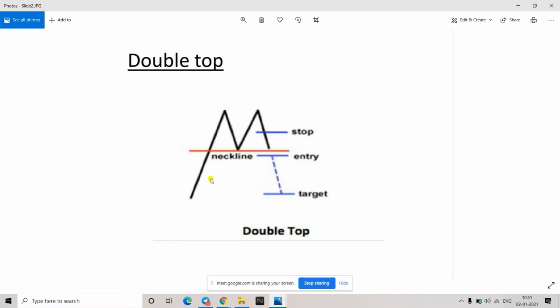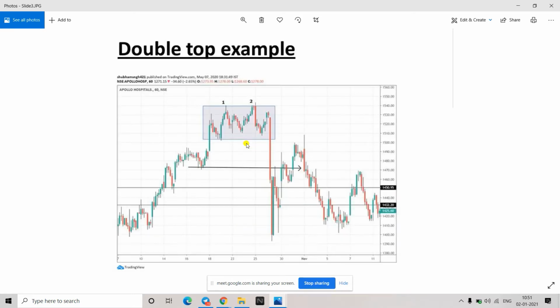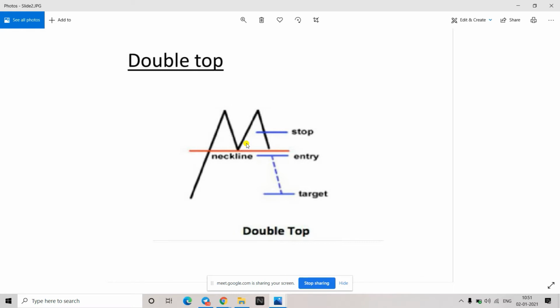And generally what we see is immediate next support. So once the price is breaking this support, immediate next support is your target. Okay, point clear?